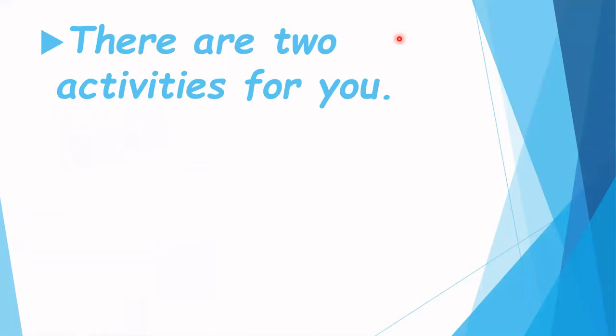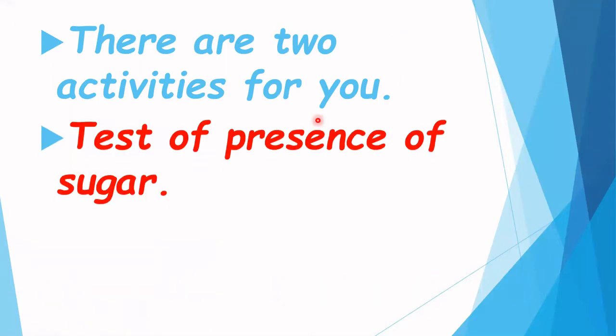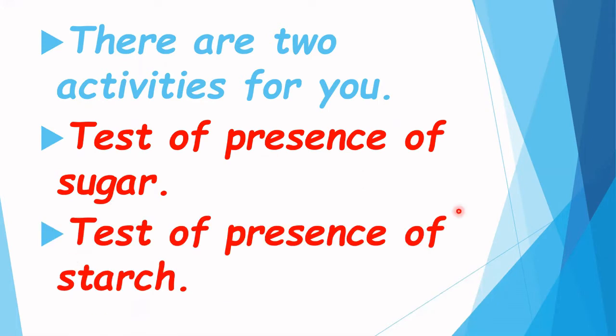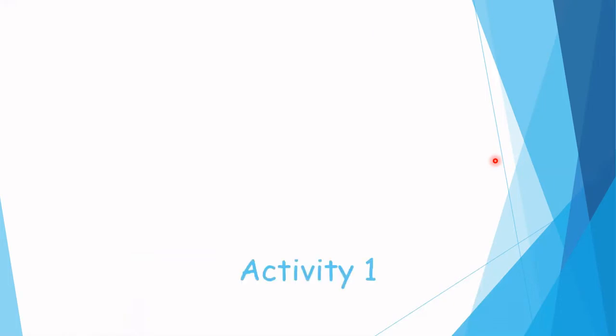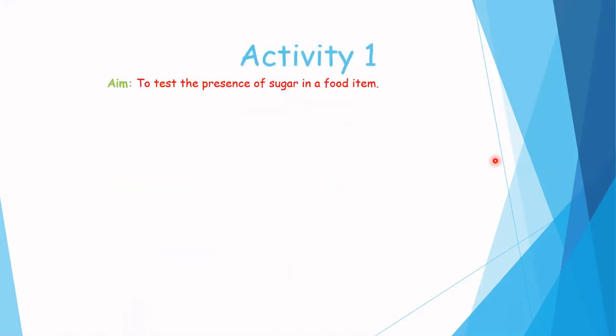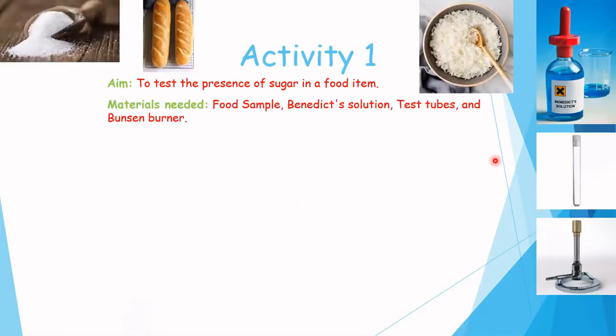There are two activities for you, my dear friends. First is the presence of sugar, and the second is the presence of starch in some food items. The first activity aims to test the presence of sugar in a food item. Materials needed: food samples. These are the food samples: sugar, bread, rice, and then Benedict solution. This is Benedict solution. Test tubes and Bunsen burner.